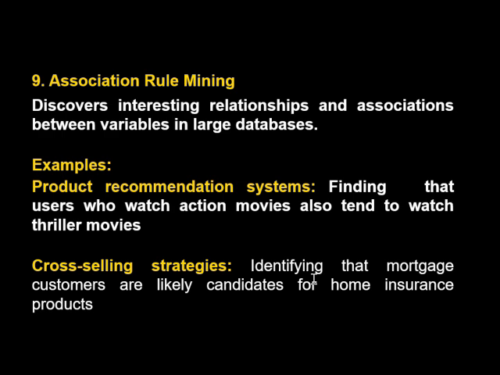Association rule: this is finding that users who watch action movies also tend to watch thriller movies. Cross-selling strategies: identifying that mortgage customers are likely candidates for home insurance products. This technique identifies associations among items and is widely used in recommendation and marketing strategies. Example: recommending thriller movies to users who watch action movies, and identifying mortgage customers likely to buy home insurance.